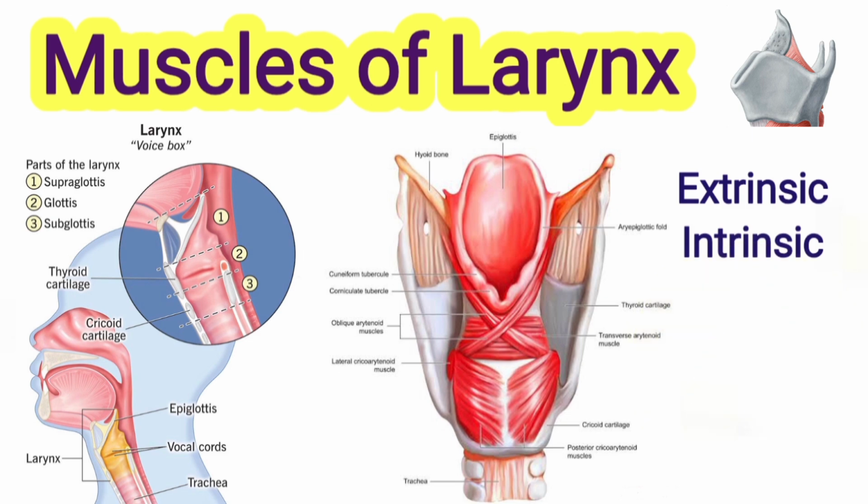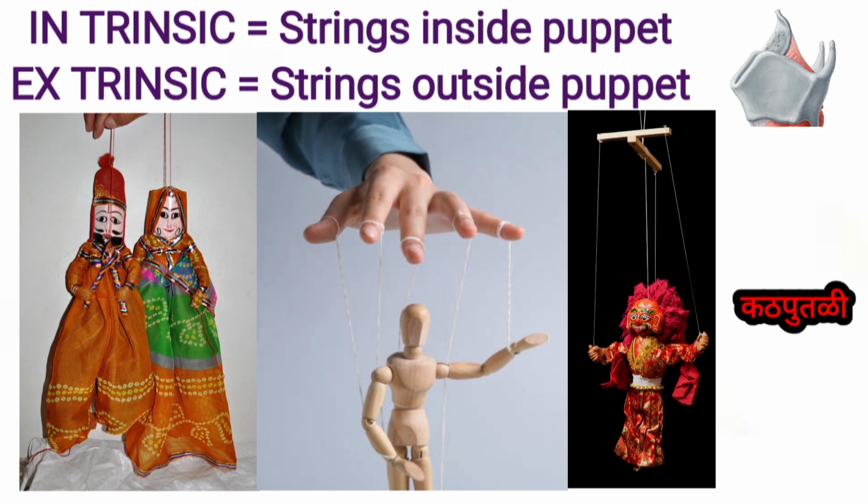Imagine the larynx is a small puppet. Intrinsic muscles are inside the puppet, and extrinsic muscles are outside the puppet. Extrinsic muscles move the whole puppet, and intrinsic muscles move small parts of the puppet. Intrinsic means strings inside the puppet, and extrinsic means ropes outside the puppet. This is how you will remember it.